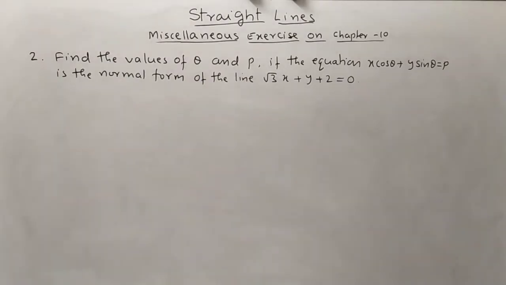Second question. Find the values of theta and p if the equation x cos theta plus y sin theta is equal to p is the normal form of the line root 3 into x plus y plus 2 is equal to 0. Solution.